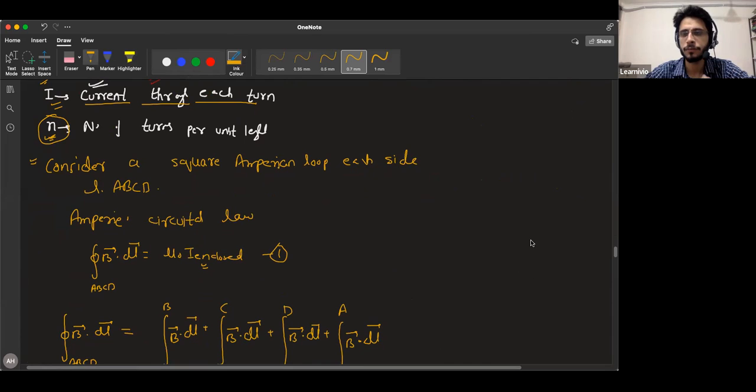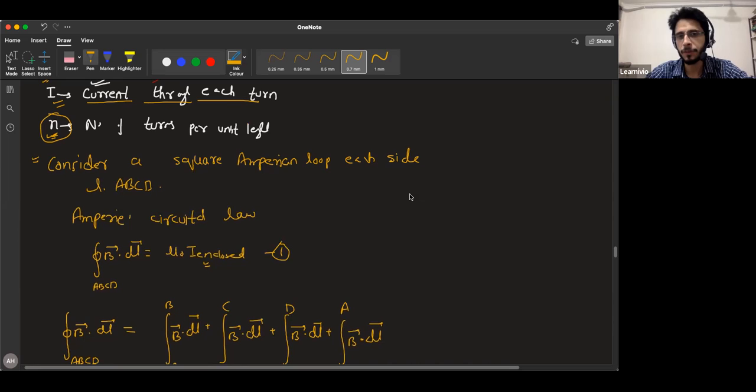Miraj, clear? Yes. Can you explain again, sir, how we got I enclosed? Okay, just note it down. I will explain it again when we come to this part. Just note down this part of B dot dl. I'll explain it.